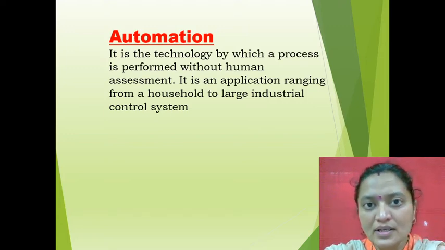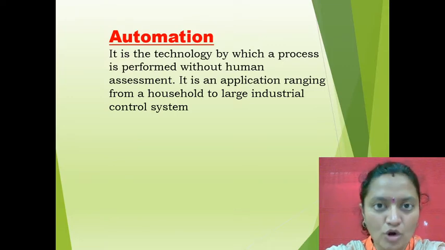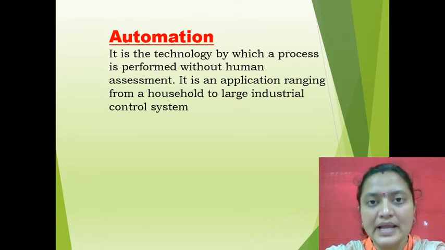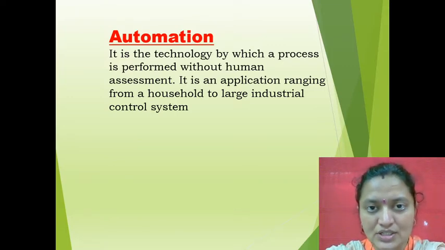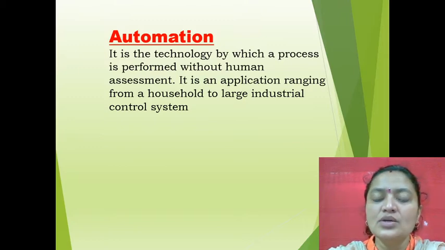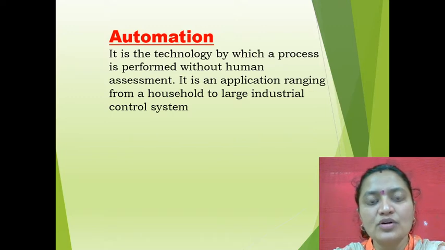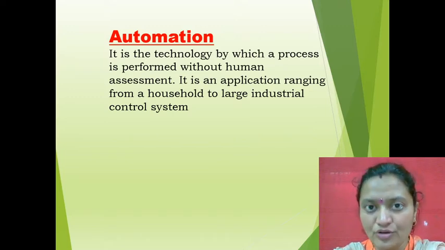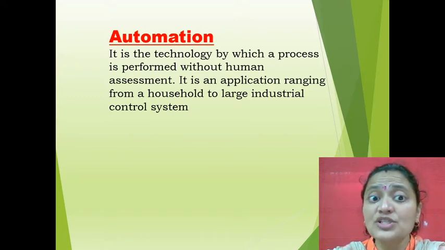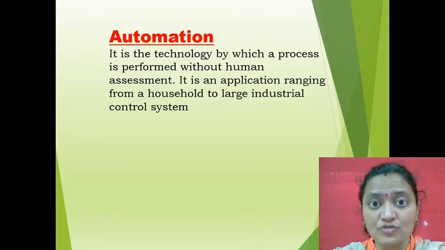Now, in today's class, we'll be studying automation and its advantages and disadvantages. Now, let us see what we mean by automation. Automation means what? Now, we can see the meaning of that. It is a technology by which a process is performed without human assessment.